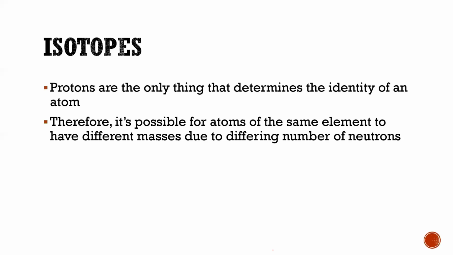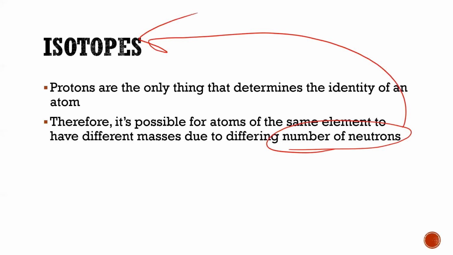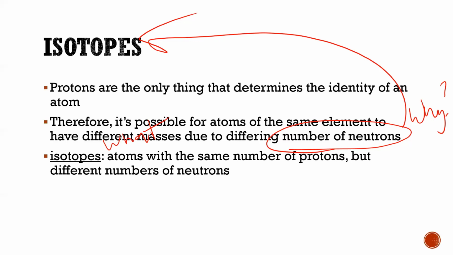So how is it possible that atoms of the same element have different masses? It's because they have a different number of neutrons. That's what an isotope is. An isotope is an atom of the same element with a different mass. So that's the what, right? That's what they are. The why, why do they have different masses, is because they have a different number of neutrons.